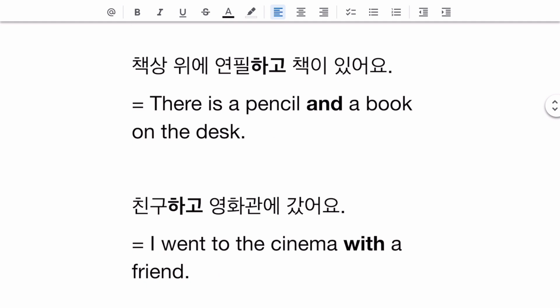Here's another one. 책상 위에 연필하고 책이 있어요. 책상 is desk, and 위 means on top. 책상 위에 연필하고 책이 있어요.